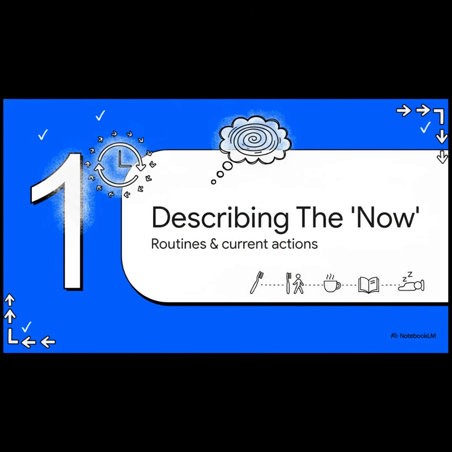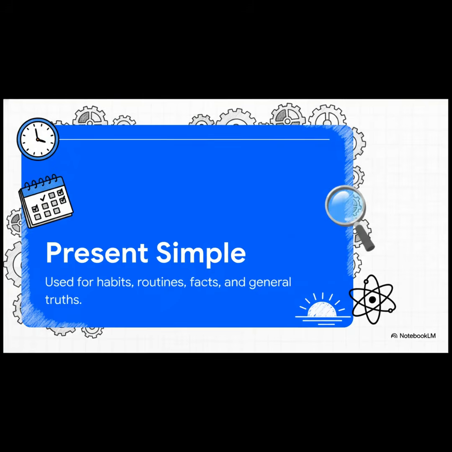All right, so let's dive right in by starting with the here and now. How do we talk about what's going on today? Our habits, the things that are just true right now. So our first tool is the present simple. This is your go-to for anything that's a regular habit, a general fact, or part of your everyday routine. It's the tense for things that are stable and consistent.